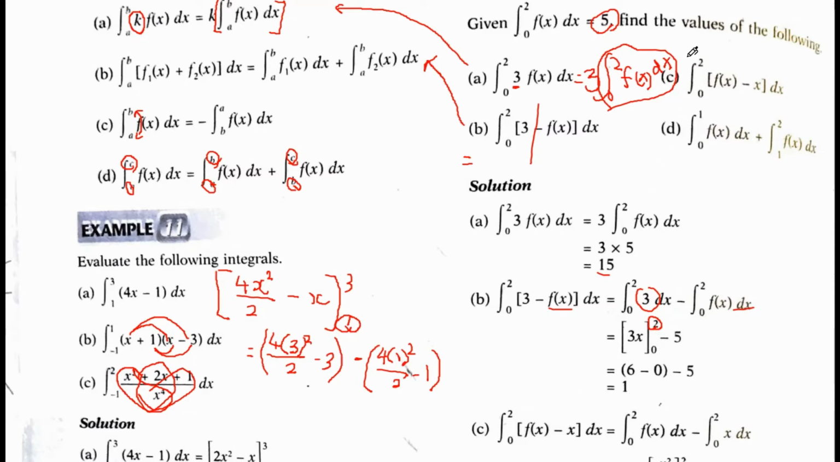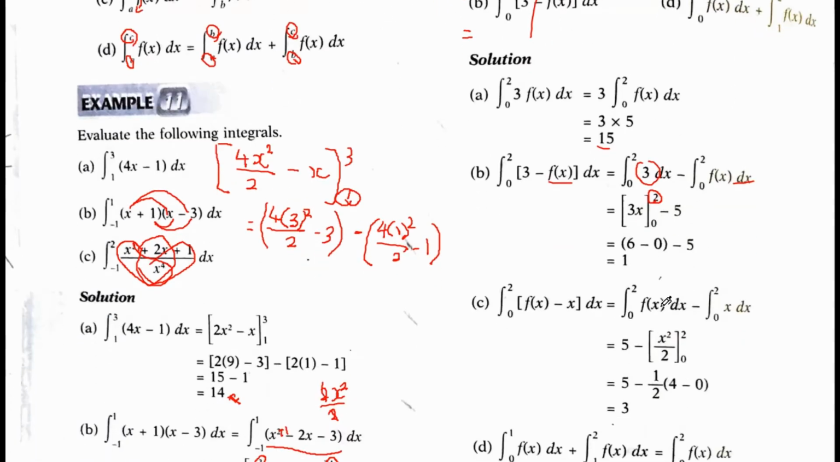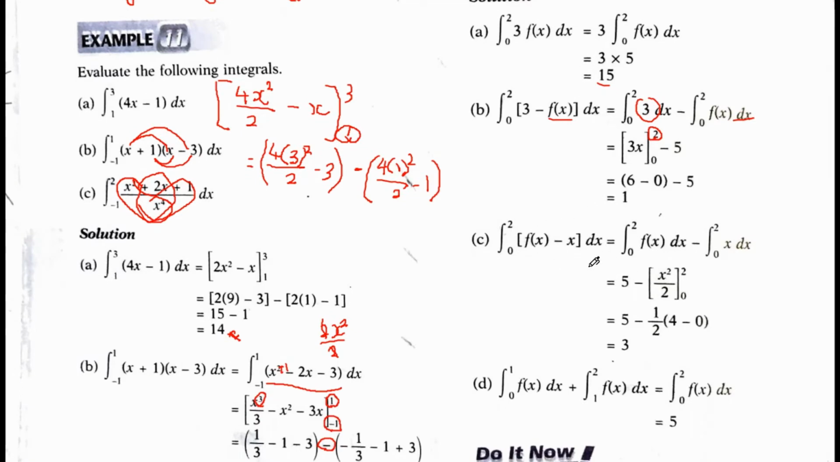C. Integrate 0 to 2 f(x) minus x dx. This is also rule number 2. We separate them into two functions. So integrate 0 to 2 f(x) dx minus integrate 0 to 2 x dx. This one we integrate ourselves. So x squared over 2 from 0 to 2. Then you do the same thing.